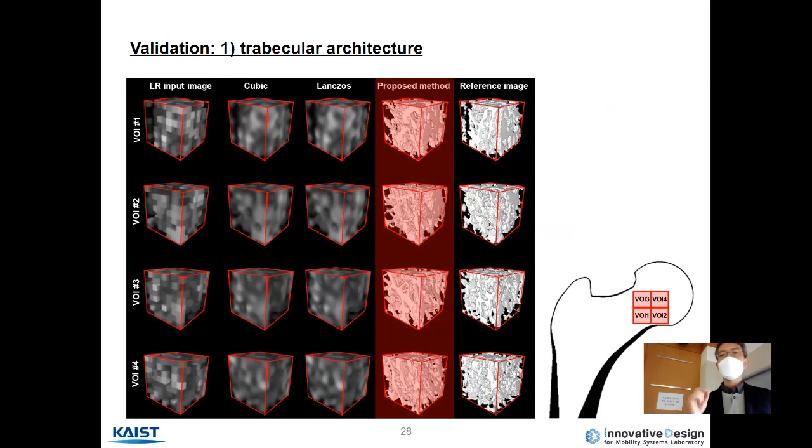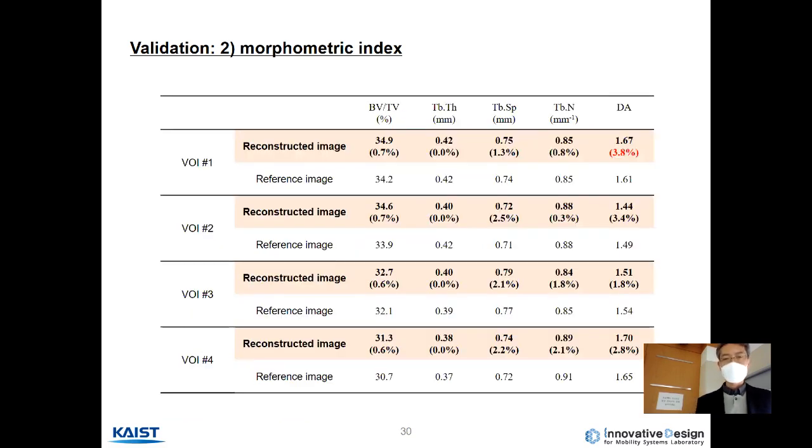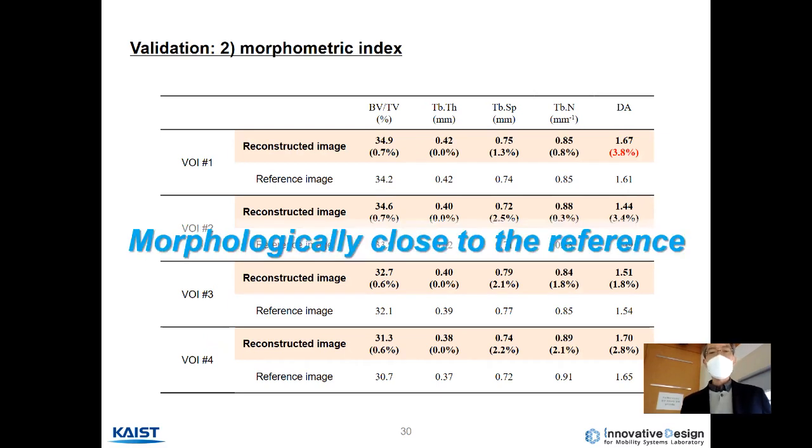But we need to quantitatively analyze this result. For this purpose, we use morphological indexes which are frequently used in the field: bone volume fraction, average trabecular thickness, and spacing, like that. In terms of these quantitative measures, our reconstructed image has maximum 3.8% errors compared with the reference image. This is quite amazing, and it means we obtain a morphologically very meaningful result.